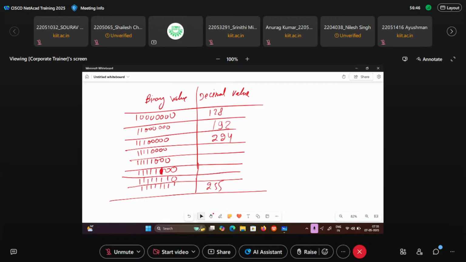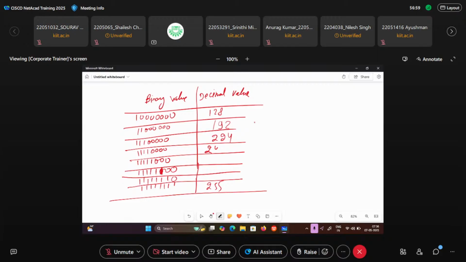So just see, if you go ahead with four times 1, the value will be 240. And if you go ahead with five times 1, it will become 248. Then we have 252, 254, and then you will get 255. So this value is very important in subnetting.